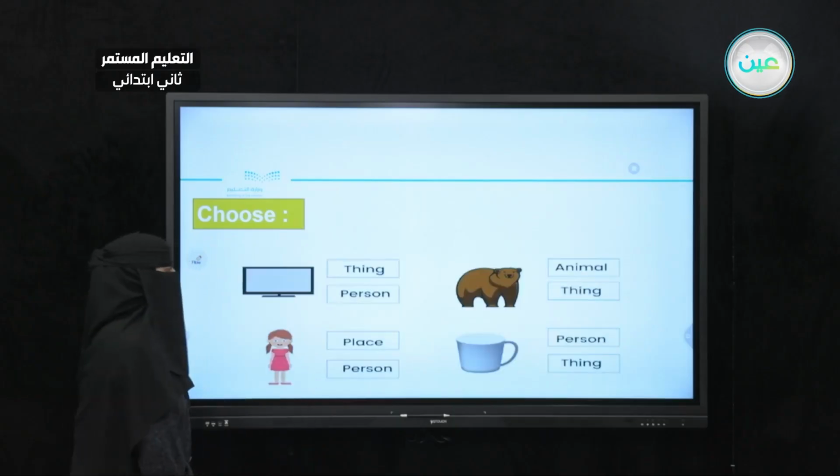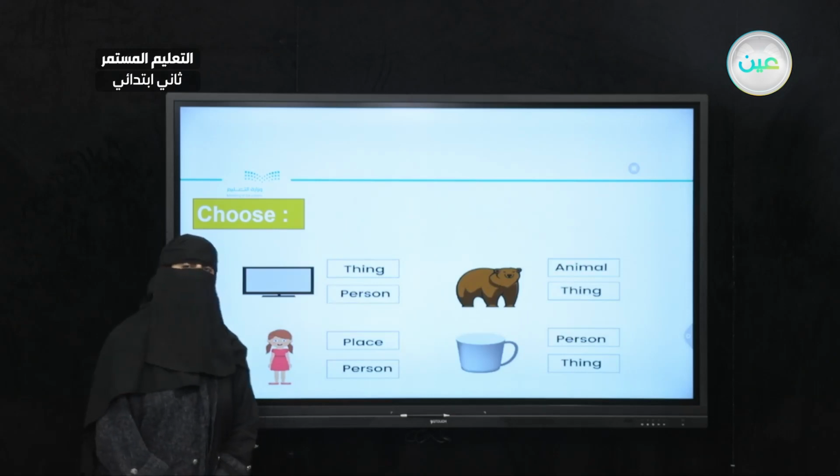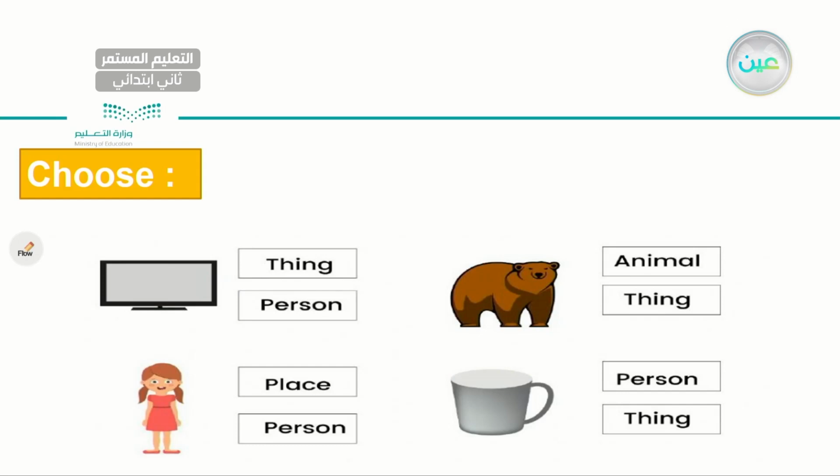Very good. Now, how about the first one to your left top corner? I have a computer or a screen. What do you think? Thing or a person? It is a thing. Very good, like a book. Excellent. Next one, I have a picture of a girl.